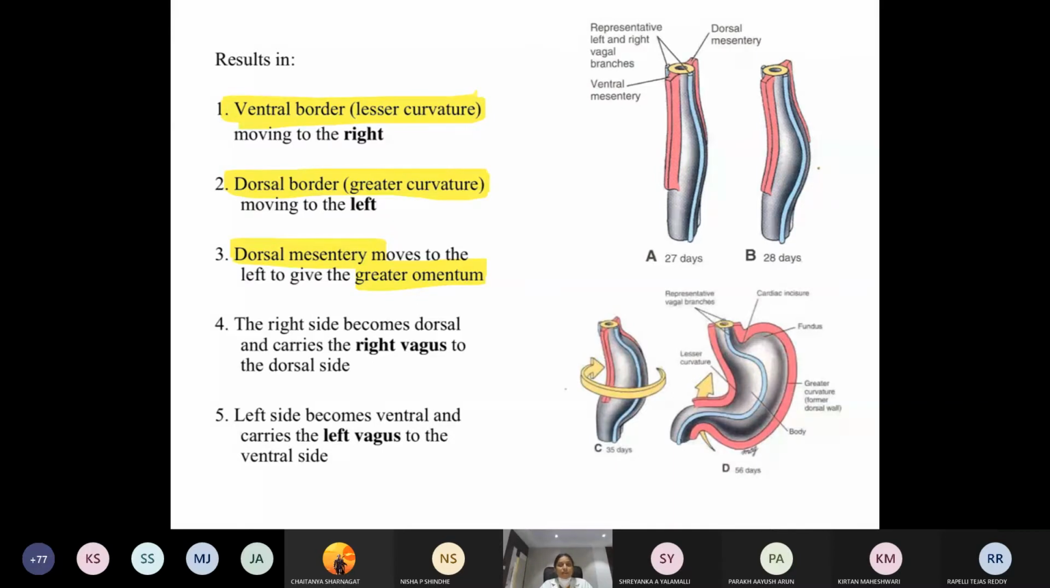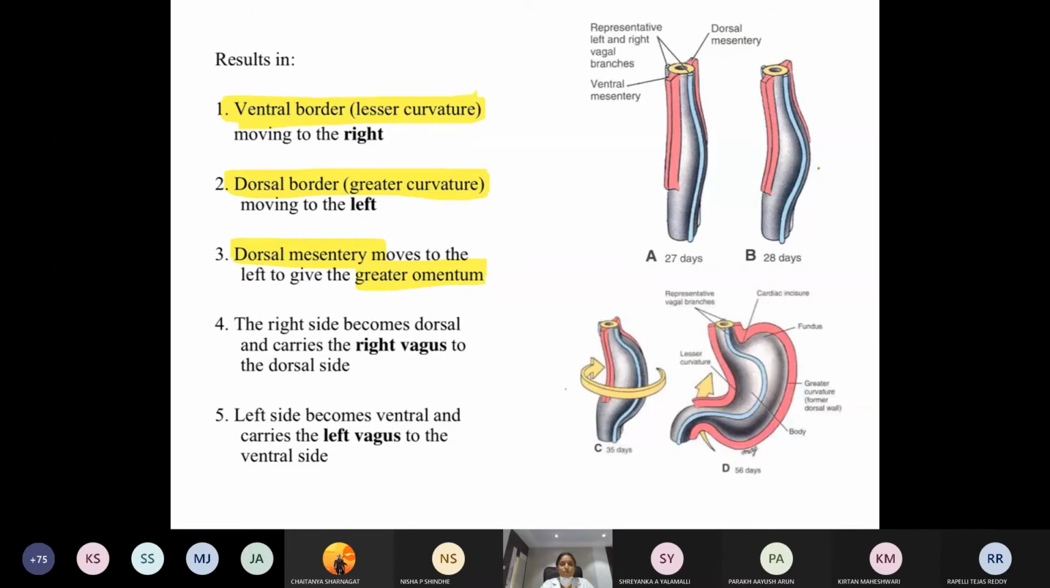Hence, when you are dissecting, see the positions of the vagus nerve. They will not be right and left now, as you have imagined, but they will be supplying the anterior and posterior surfaces. Clear? Right will go to the posterior surface, left will come to the anterior surface of the stomach. So the basis you should know here. Why does the vagus supply like that?